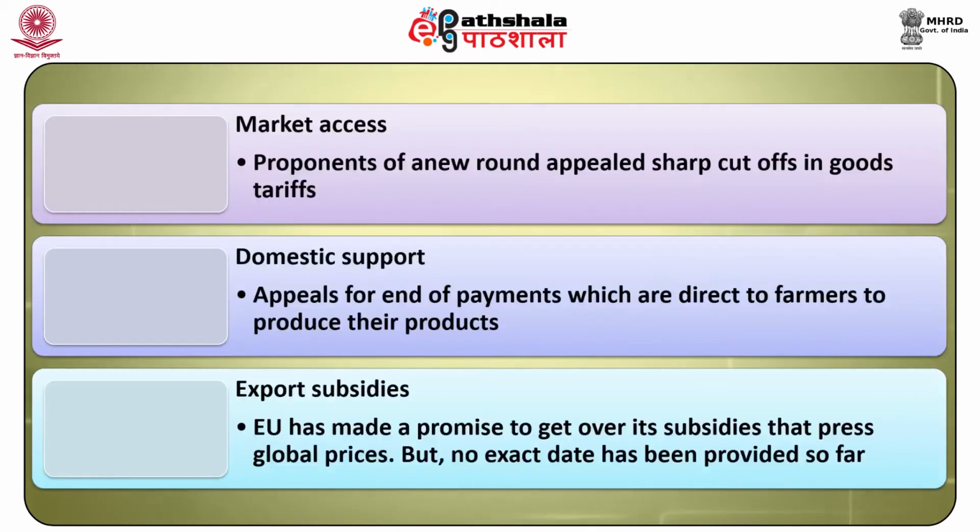Agenda. Market access. Proponents of a new round appealed for sharp cutoffs in goods tariffs. Domestic support. Appeals for an end of direct payments to farmers to produce their products. Export subsidies. The EU has made a promise to get rid of its subsidies that depress global prices, but no exact date has been provided so far.